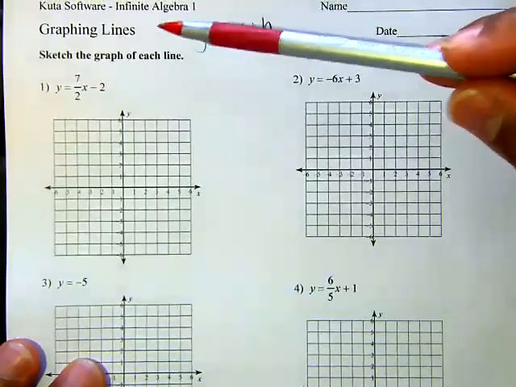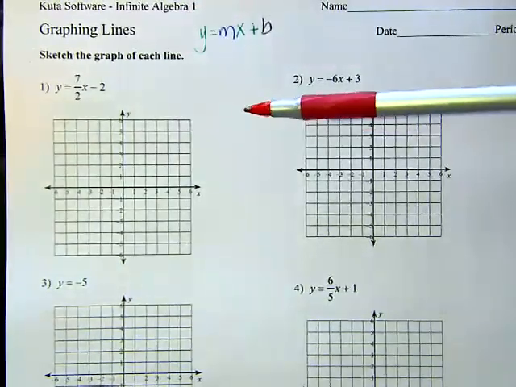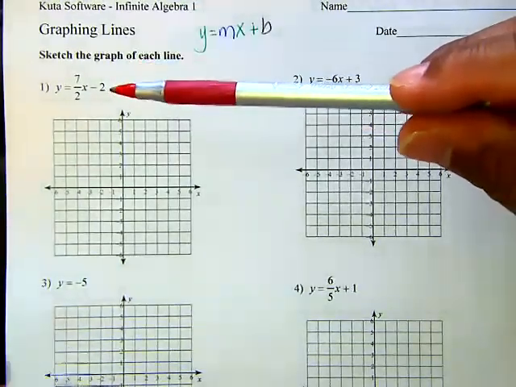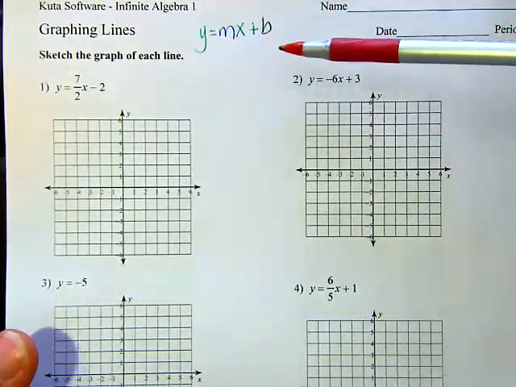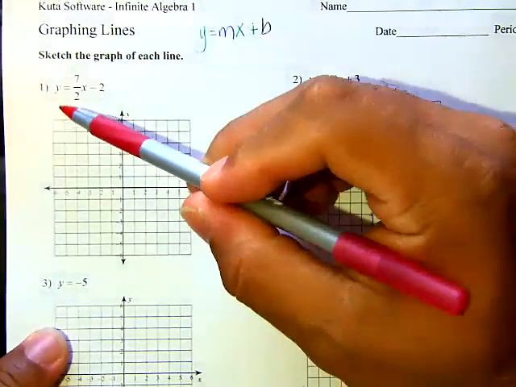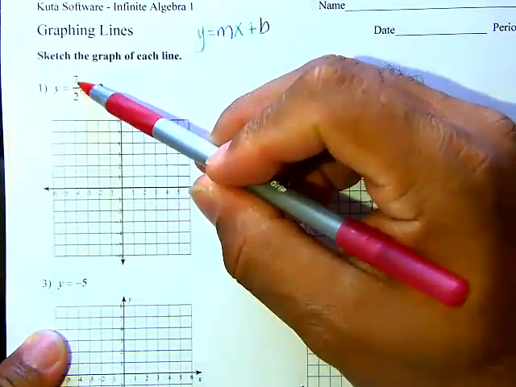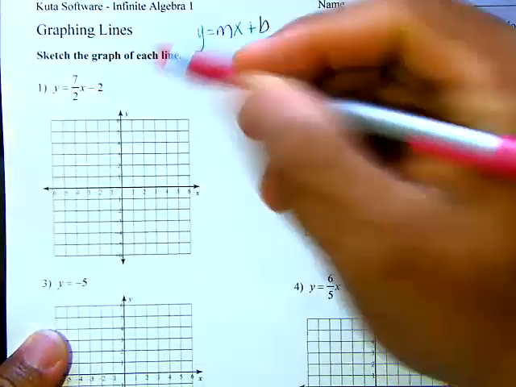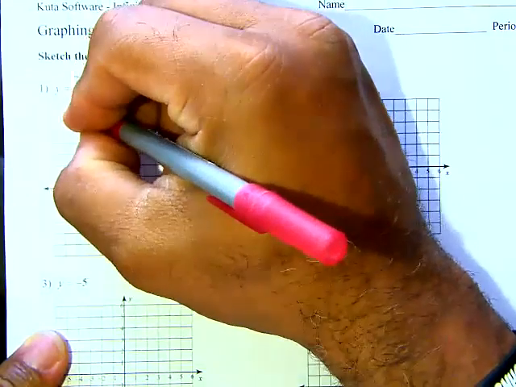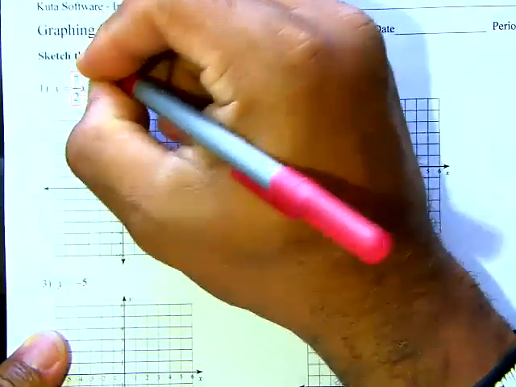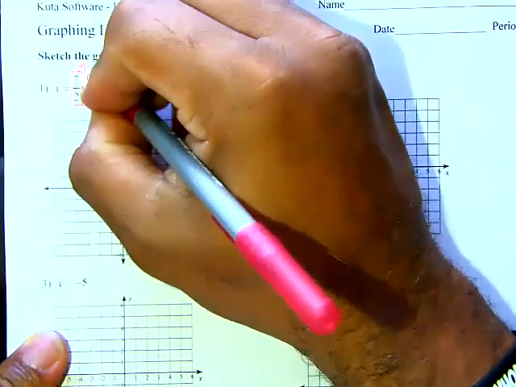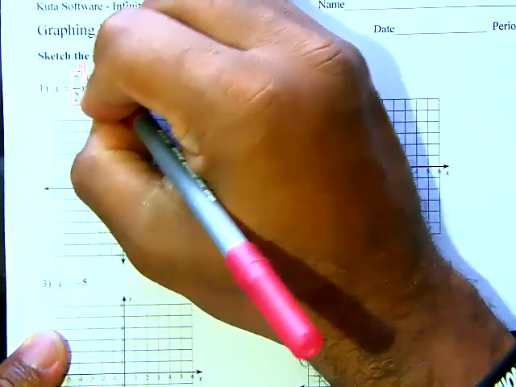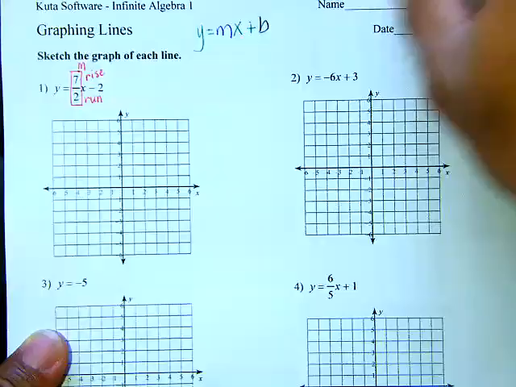So when graphing lines, there are two things that you need. First of all, you need your equation to be in slope-intercept form, which is y equals mx plus b. So here we have y equals 7/2 x minus 2. What that means is this is my m, or my slope. And slope is defined as rise over run. So my rise is 7, my run is 2.